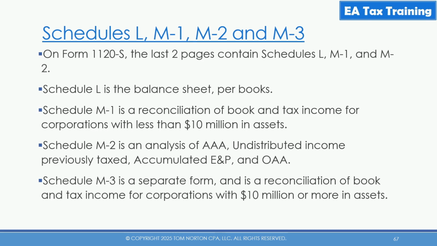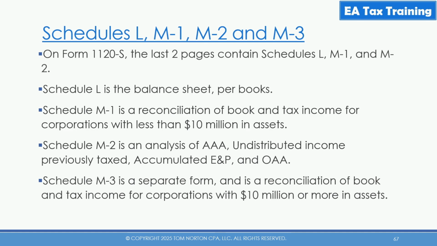On the Form 1120S, the last 2 pages contain Schedules L, M1, and M2. Schedule L, of course, is the balance sheet per books. Schedule M1 is a reconciliation of book and tax income for corporations with less than $10 million in assets, so we will talk about that. Schedule M2 is different on the S Corp return. It is an analysis of AAA, undistributed income previously taxed, accumulated earnings and profits, and OAA.